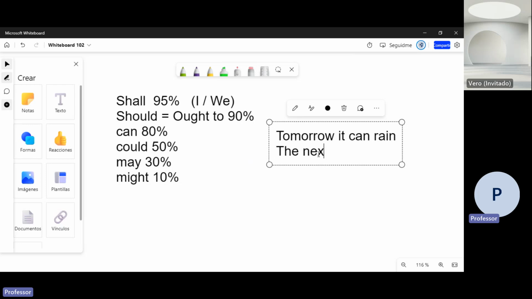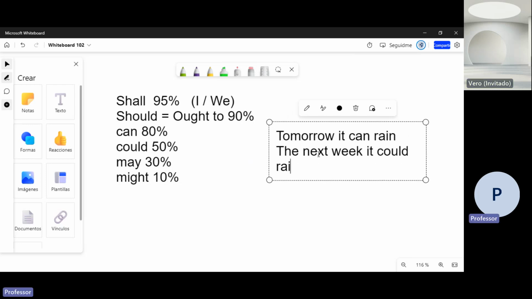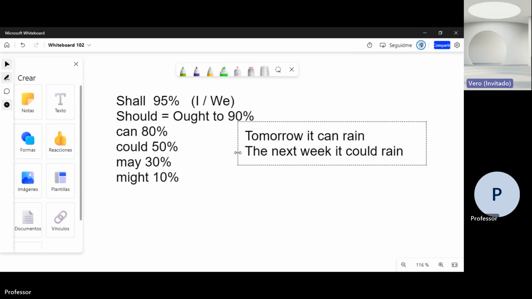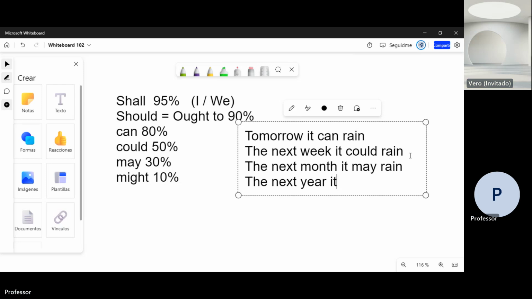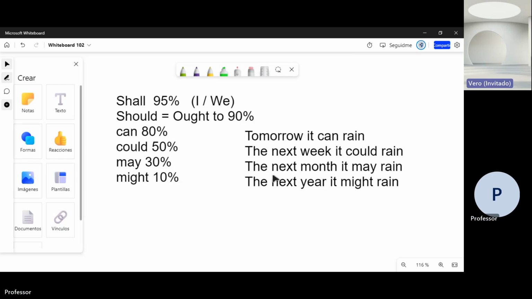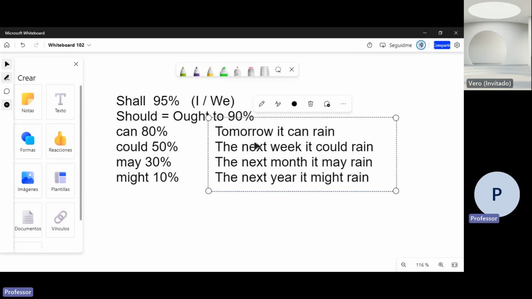But if I say the next week, it could rain. Okay, the next week, it could rain. Or the next month, it might rain. Finally, the next year, it might rain. So all of them are talking about the future, but obviously it's more probable to know what is going to happen tomorrow than the next year.